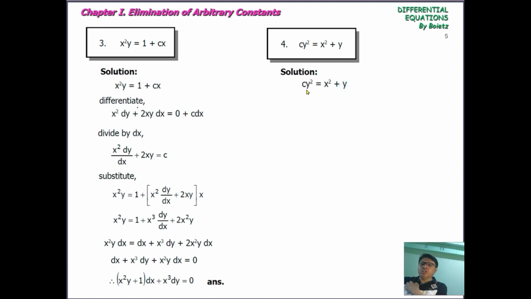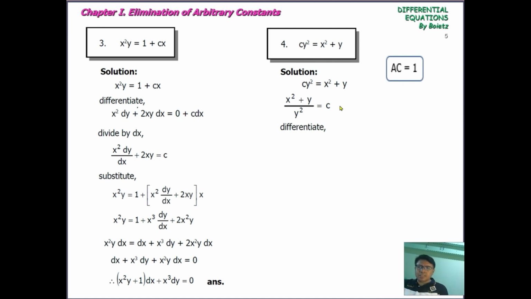Then ang gagawin natin dito, uunahin muna natin kunin yung equivalent ng c. Parang baliktad dito. Dito kasi, dinifferentiate din, kinuha yung c. Dito, kunin mo muna equivalent ng c. So, divide this by y squared. So, makawawala lang yung y squared doon, matitira c. Then, nag-interchange lang to, x squared plus y over y squared. Okay? Then, obviously, di-differentiate natin yan.